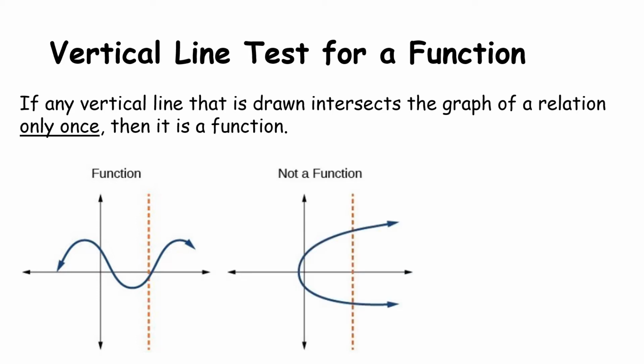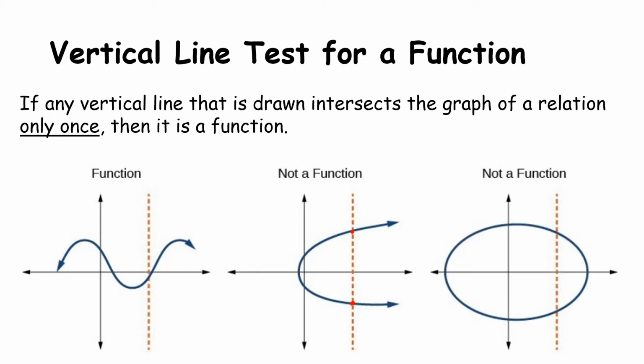This example here is not a function, and the reason it is not a function is because when I draw this vertical line, it touches or intersects the graph twice, so it fails the vertical line test. This is also not a function because no matter what line I draw, I can see that there are some that will intersect this relation or graph twice. Therefore, it is not a function.